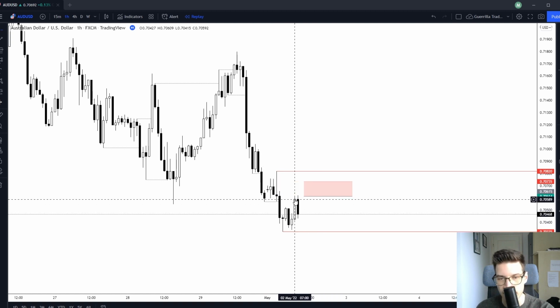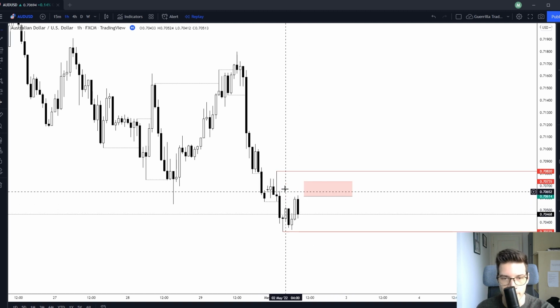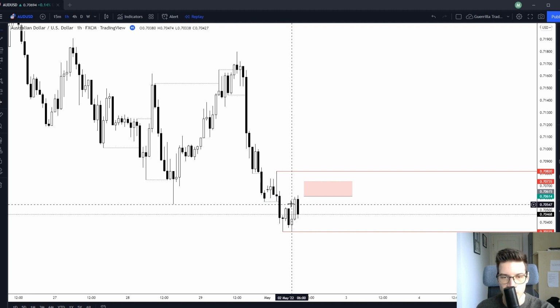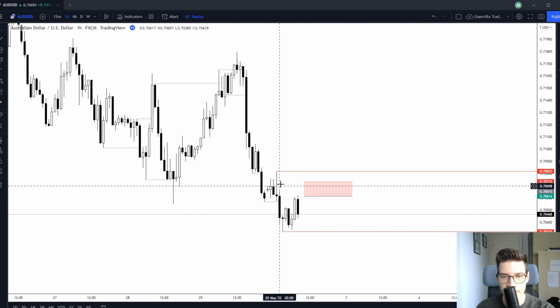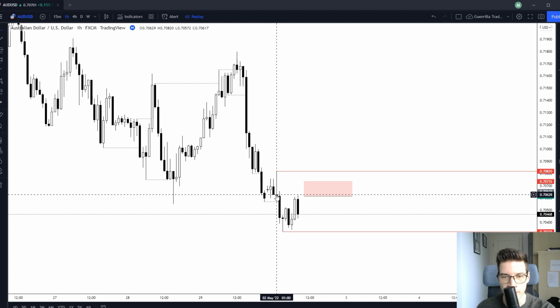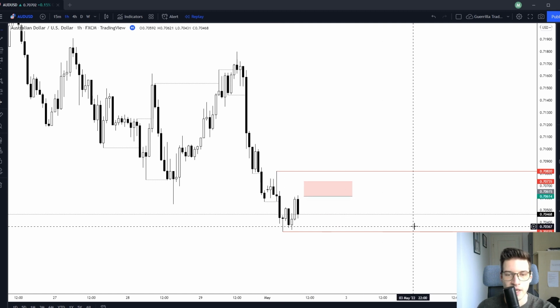I did place a pending short order at this inside bar, which would be my entry point. Usually I take an entry from the most recent low, which would be here. But if I see an inside bar, so a bar that doesn't break the prior high or the prior low, then I place a pending order at the inside bar.